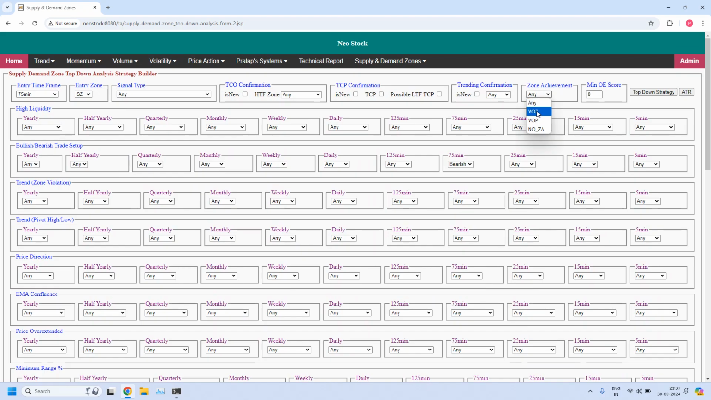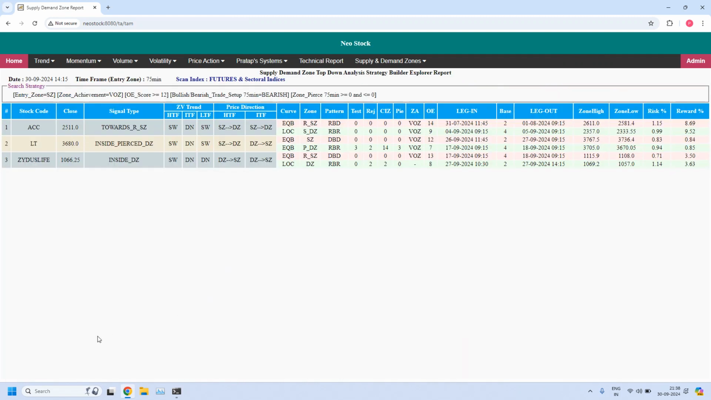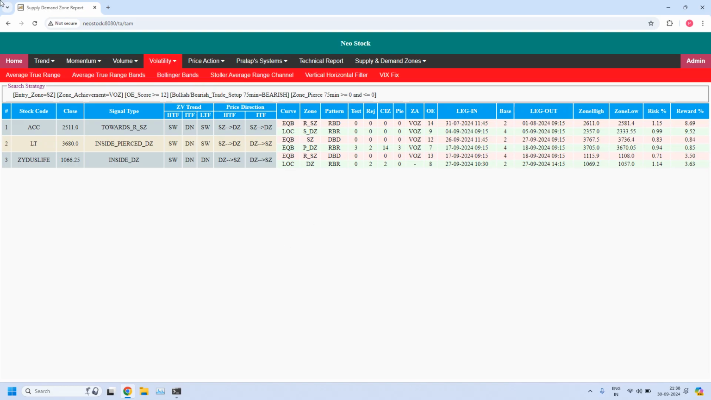Zone achievement is violated opposing zone, minimum odd enhancer score should be 12. All the 3 filters are applied to 75 minute supply zone. We got 3 stocks, and these 3 stocks are currently supporting bearish trade setup for weekly income trade, that is entry time frame 75 minutes. Let's verify any of these 75 minute zones are part of the daily zones, that is LTF and ITF confluence.